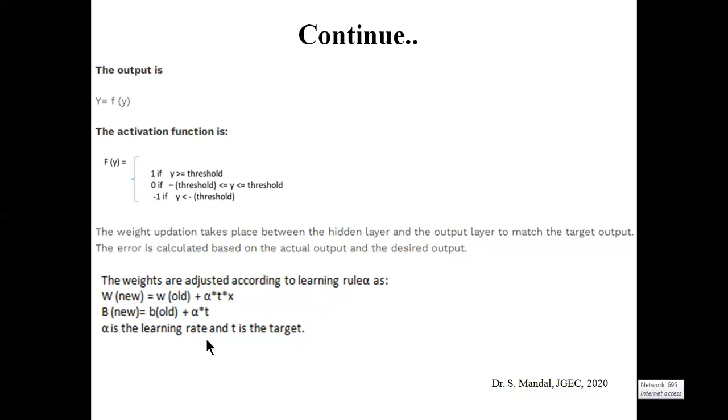However, in case of the perceptron learning rule, again I'm telling that these two rules should be remembered. W new equals w old plus alpha into t into x, where t is the target value or target output and x is the input. And the bias value will be b old plus alpha into t. And alpha is the learning rate. Fine.